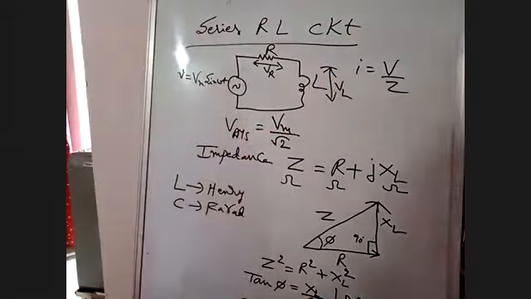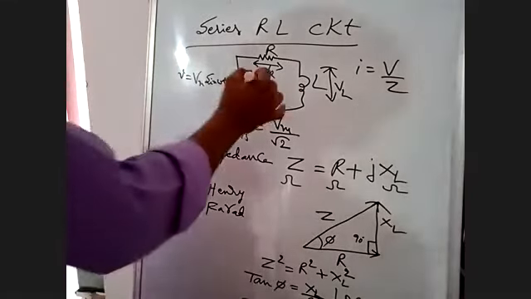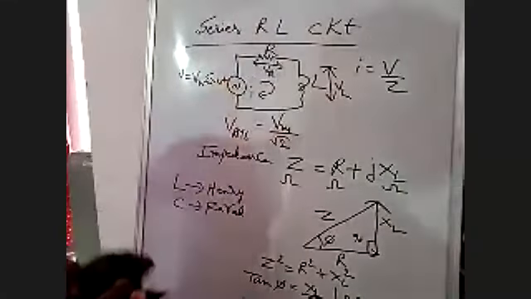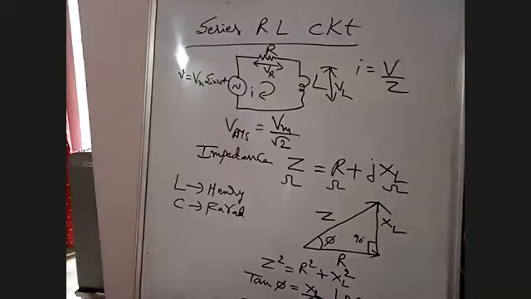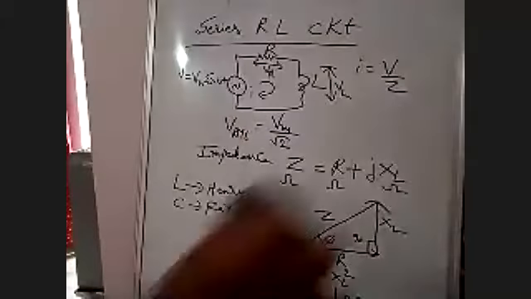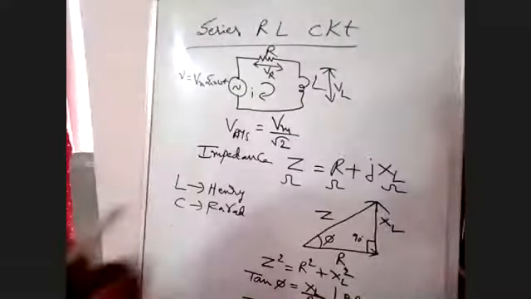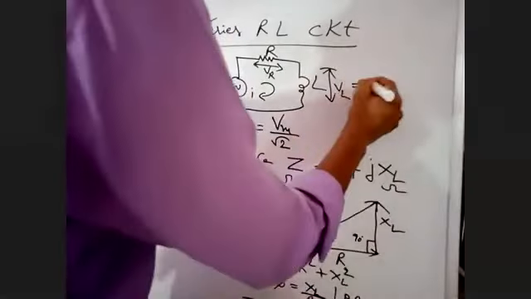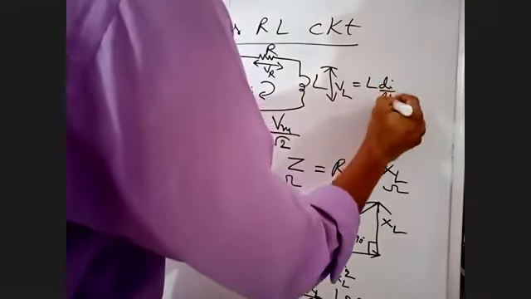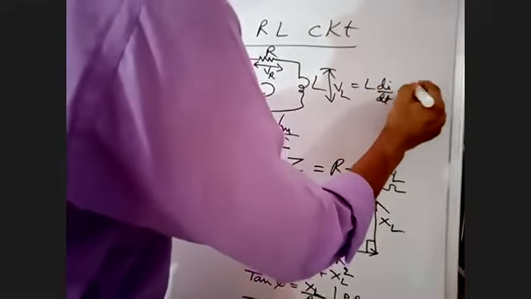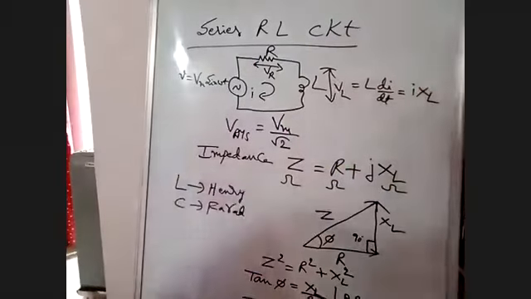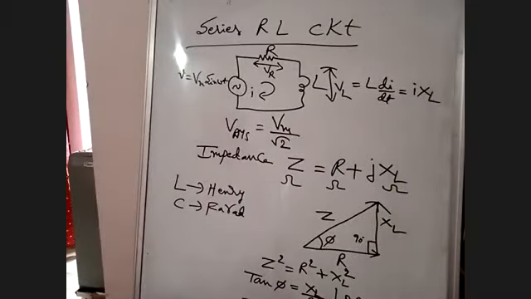Voltage across resistance is VR. Voltage across inductance is VL. What is the VR formula? I into R. What is VL? L into di by dt. That is VL is equal to L into di by dt. Otherwise, the voltage across the inductance is I into XL.